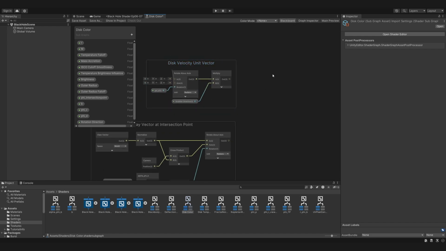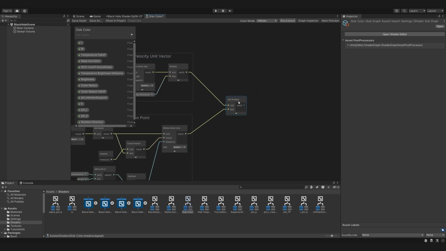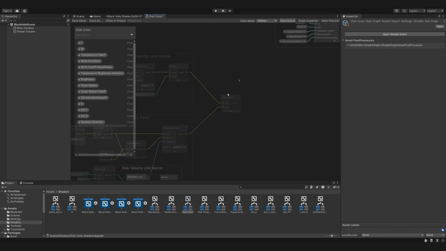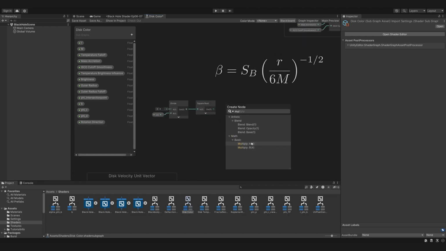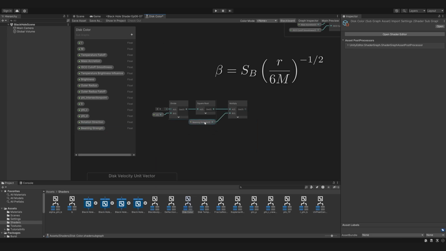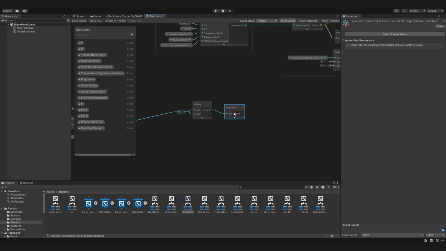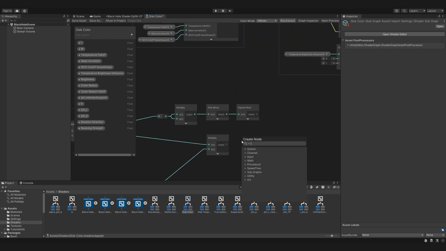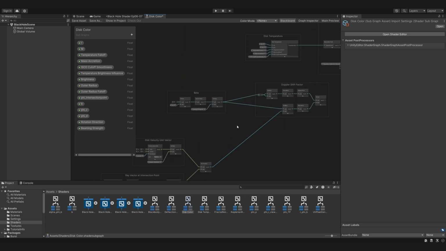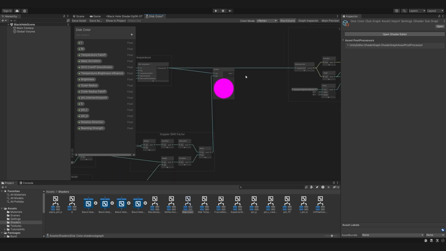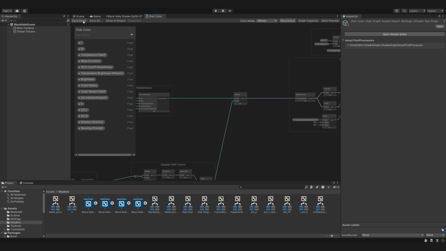Taking the dot product of these two gives the cosine of theta d. Remember, this is the equation we're implementing, so the cosine is just what we need. Next, we do beta. We had this equation for that, where s b is a parameter for the beaming strength. Finally, we implement the rest of the equation for the Doppler shift factor. Then we can simply multiply the temperature of the disk by this.